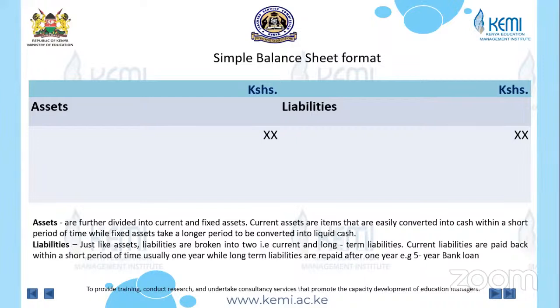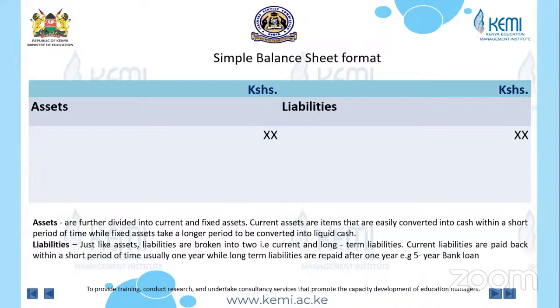Current assets are those items that can easily be converted into cash within a period of time, while the fixed assets take longer to be liquidated or converted into cash. Liabilities, just like assets, are also broken down into two: the current liabilities and the long-term liabilities. Current liabilities are paid back within a short period of time, usually within a year, while the long-term liabilities are repaid after a given period of time. It can be a five-year bank loan. You took a bank loan of 5 years, maybe to purchase some school property and all that.